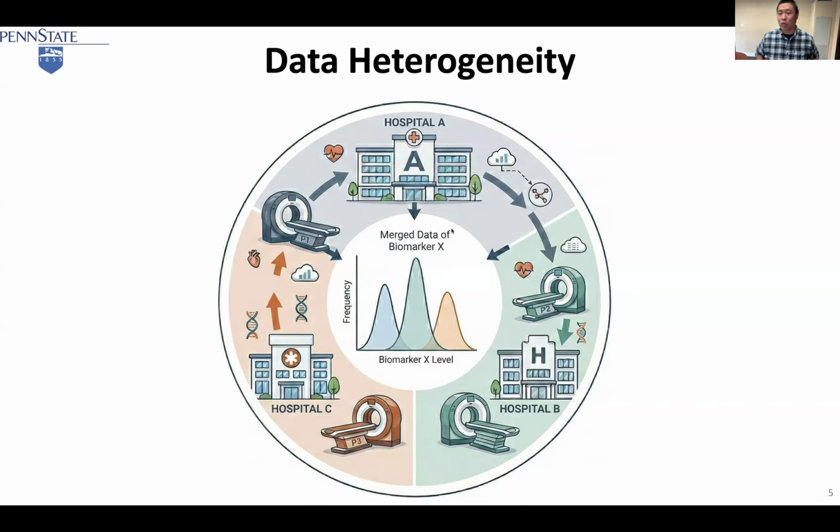Even if you say, oh, I don't take the imaging data, but you take the blood work, the blood test measurement could be different. You need to calibrate, and laboratory procedures could be very different. So in order to integrate all the patient data across the hospitals, we cannot really combine them simply.